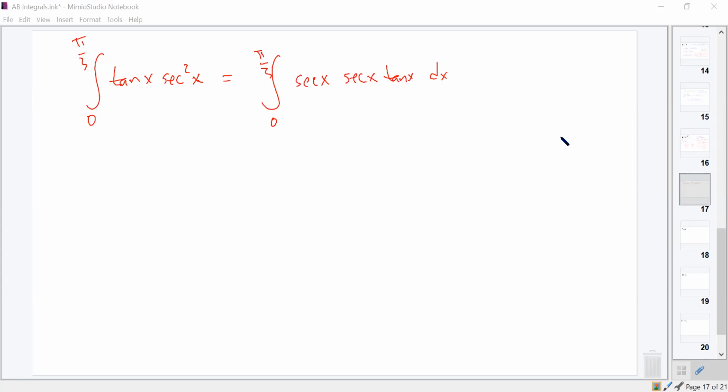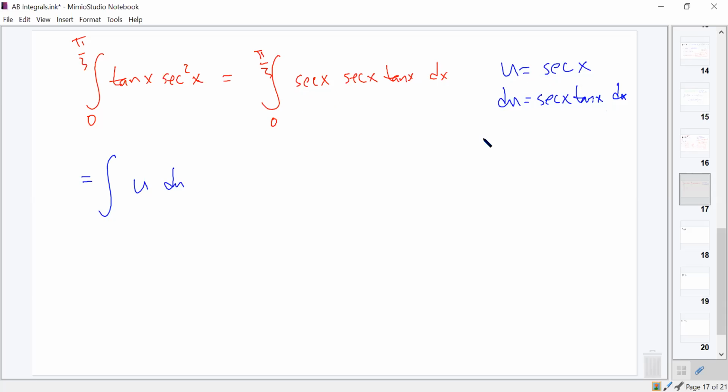Perfect. So I could have done a substitution where u was secant x and du was secant x tangent x dx. You guys agree with that? We've done the same thing there. And this would give me an integral of secant x is u and secant x tangent x dx is du. But we have to convert these limits again.